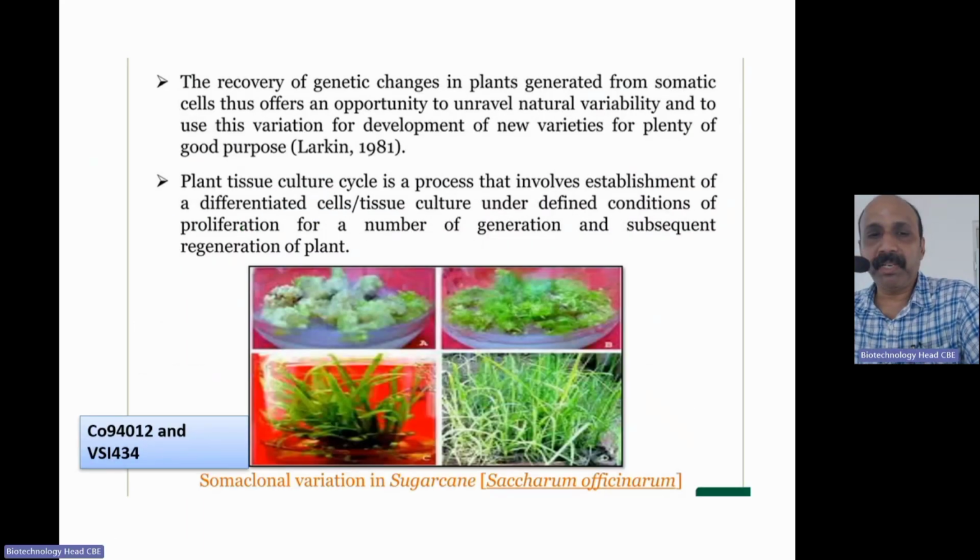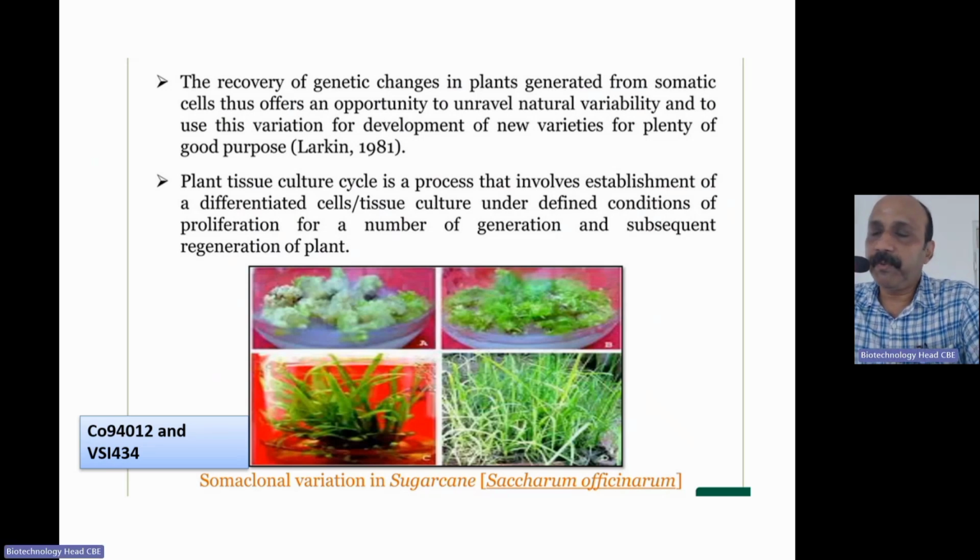So this is one example in sugarcane tissue culture. This is a natural one. The popular variety of sugarcane that is still being grown, that is drought resistant and also with high sucrose recovery, is this Co 94012. So this Co 94012 sugarcane was obtained through tissue culture somaclonal variation.